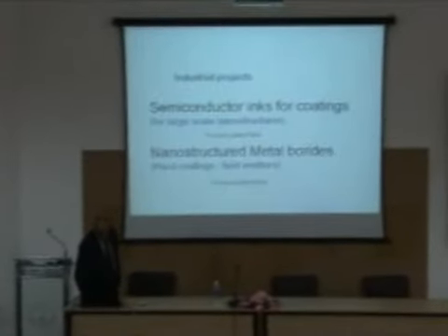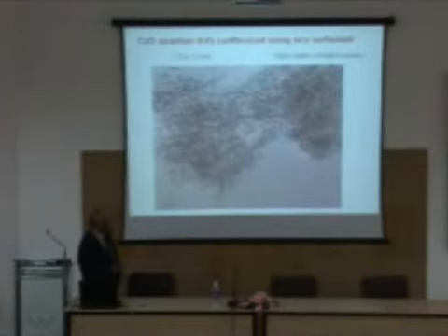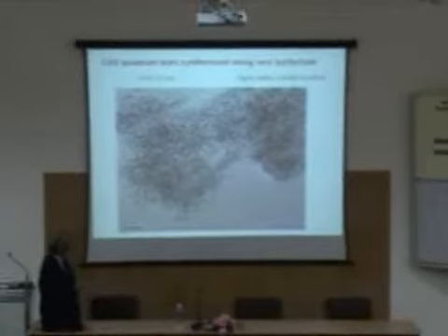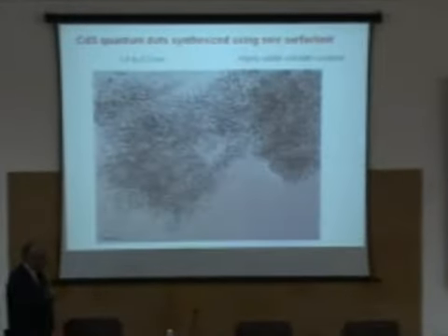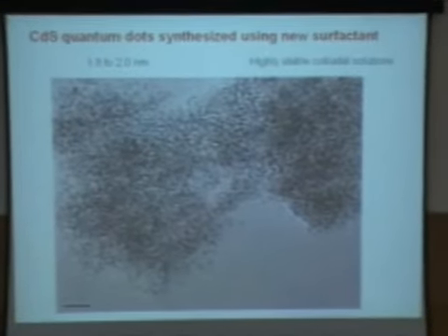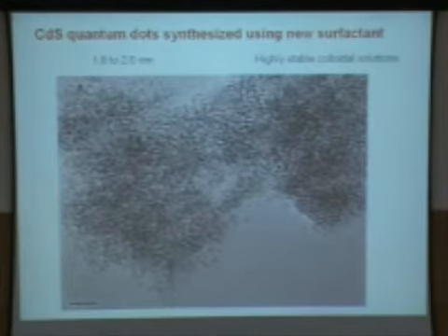Then we made something for some industries, semiconductor inks for coatings and some nanostructured metal borides. This is the smallest particles we have made. These particles are around 1.8 nanometers. Using a special, highly stable colloidal solution, you can spray it over large areas, and this is cadmium sulfide quantum dots, 1.8 to 2 nanometers, very uniform particles. Using the same methodology, but you have to tune your surfactant. This is a surfactant you will not get in the market, you have to make it yourself.